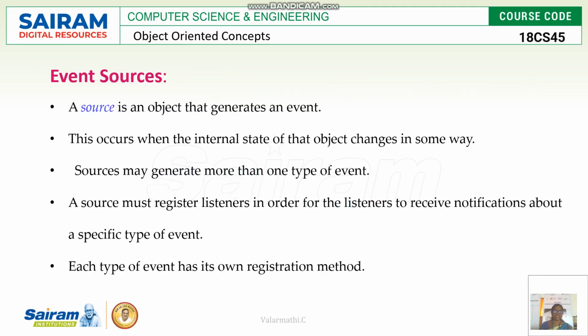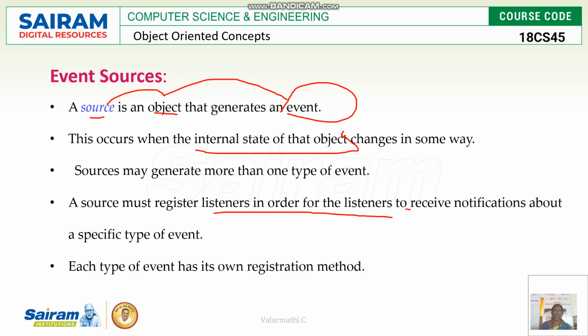A source is an object that generates an event. So an event is an object that has its state. And what is meant by source? It is another object that generates the event, and this occurs when an internal state of the object changes in some way. And every type of event has its own registration method, and every source must register with the listeners in order for the listeners to receive the notifications. So these are all the important points about the event sources.